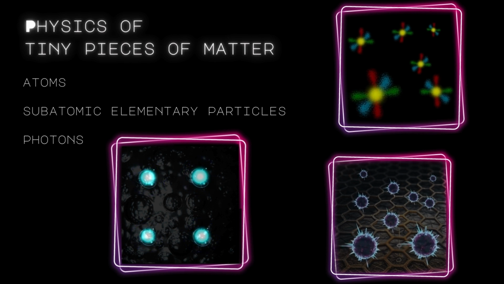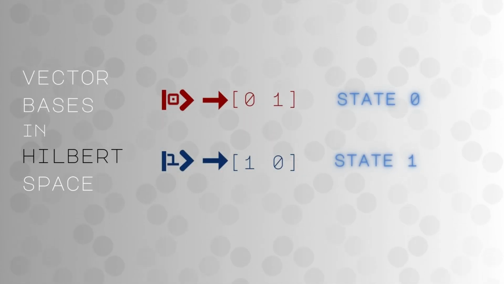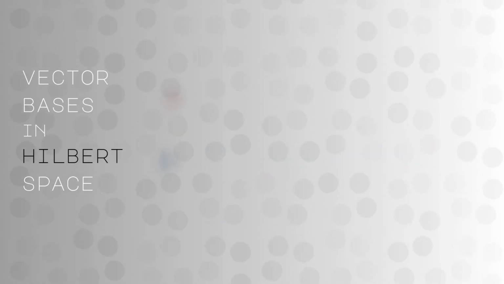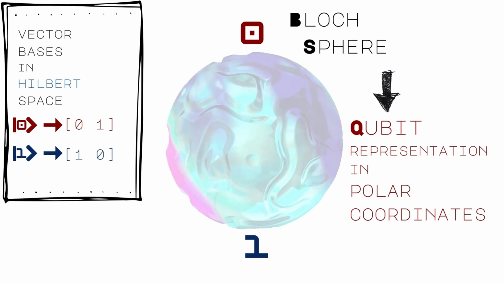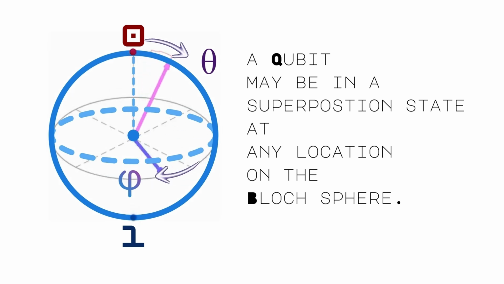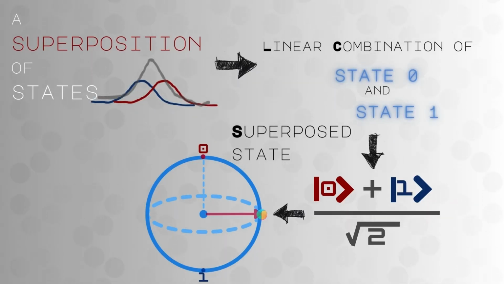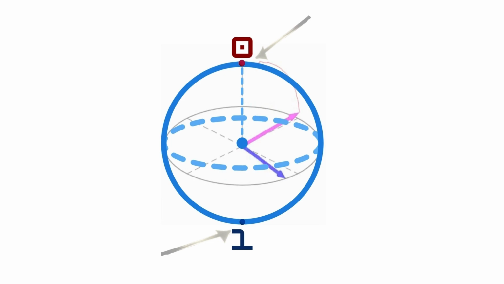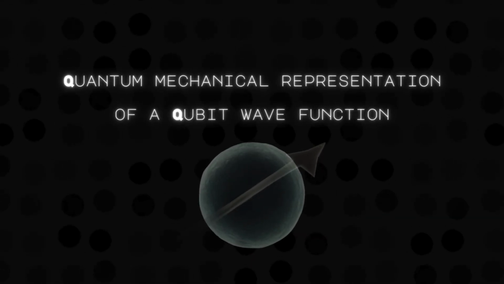So let's briefly visit the basic mathematical foundation of qubits. A qubit is described as a vector in a two-dimensional Hilbert space. The Hilbert space is a fundamental mathematical structure in quantum mechanics. A qubit can be represented on a Bloch sphere, where its quantum state is a point on the sphere's surface defined by two angles. This visualization captures the superposition and phase of the qubit, with states 0 and 1 located at the north and south poles respectively. Having said that, a qubit wave function is represented as follows.